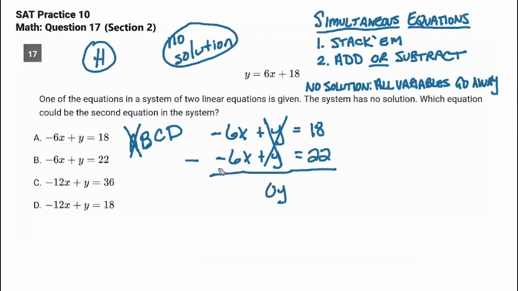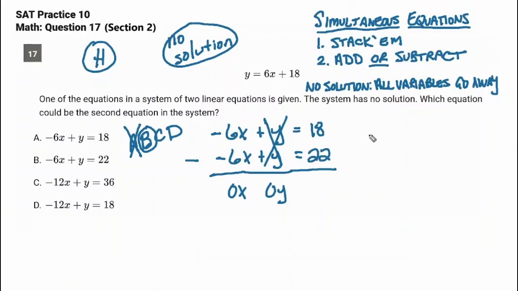0y. Now let's see what happens here. Negative 6x minus 6x, that's negative 6x plus 6x, which is 0x. So you've got no x's, you've got no y's, you've got no equation. And if you've got no equation, you've got no solution. So B is the answer. That's it. That's all you've got to do. Get this problem right and move on.